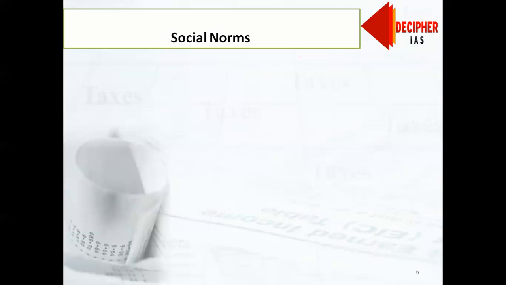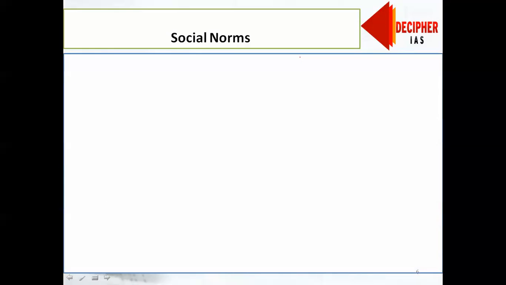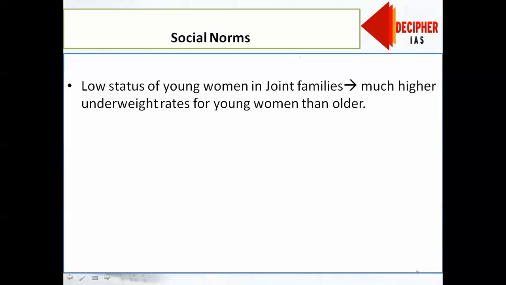Now, social norms. This is a very important point. What we find is that in our Indian society, the woman is accorded a very low status, especially in joint families, and this low status affects her mind as well as her health. She eats last. She has to do a lot of hard work doing household chores. So what we find is that they give birth to underweight children.